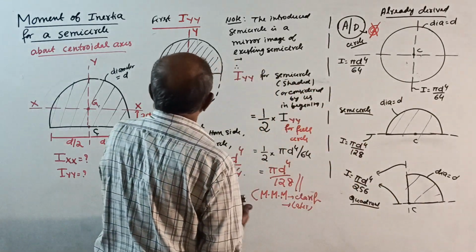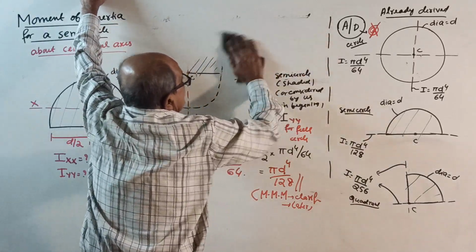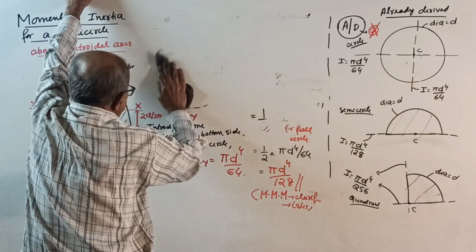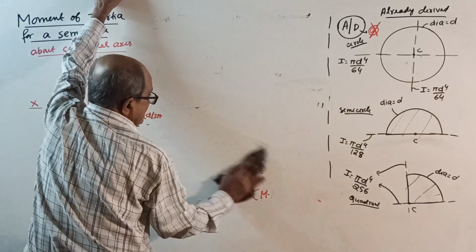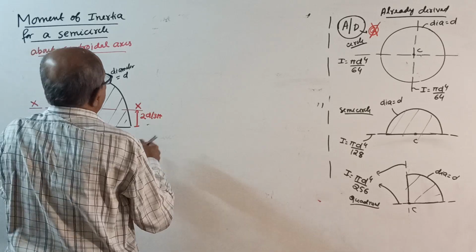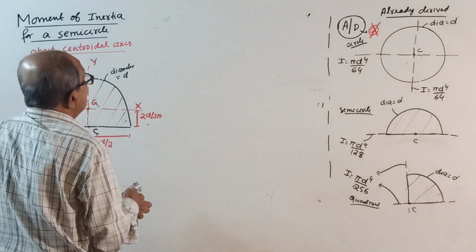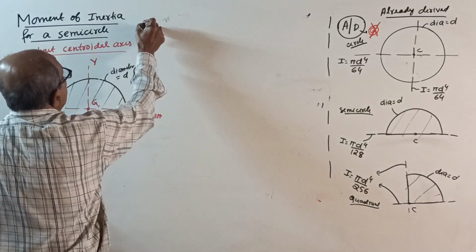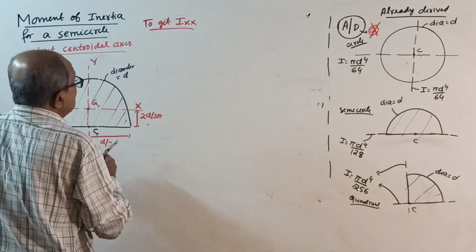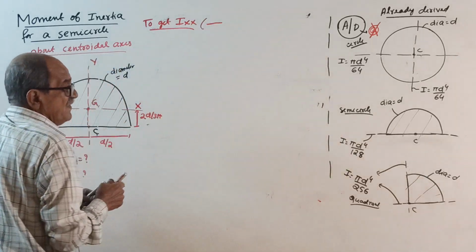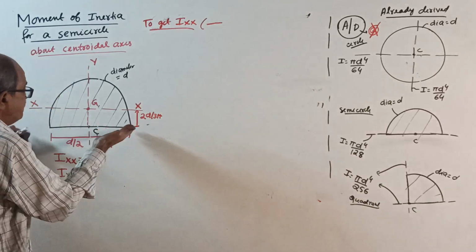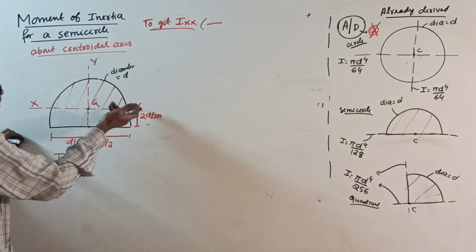Now important. That is already there, I am not removing it now. It is already derived, where the centroid is not considered. You make a note somewhere. Refer to the already derived. Now I about xx. To get I about the xx axis, that is the centroidal axis, of course, centroidal axis means passing through the centroid and parallel to this diameter or base, the horizontal axis here.